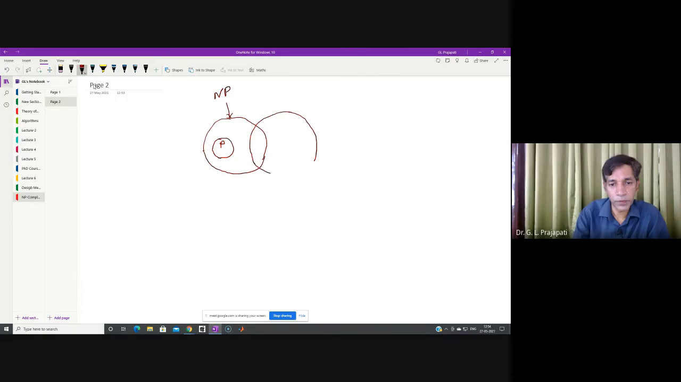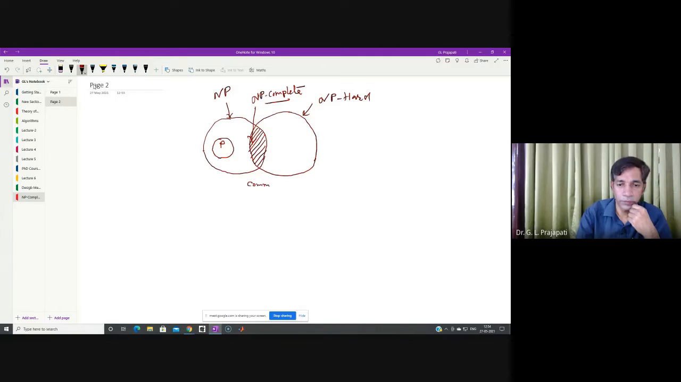Then the commonly believed relationship is like this. People think that this is the NP hard group, NP hard, and this intersection is actually the NP complete. So this is the commonly believed relationship. This is what people commonly know.